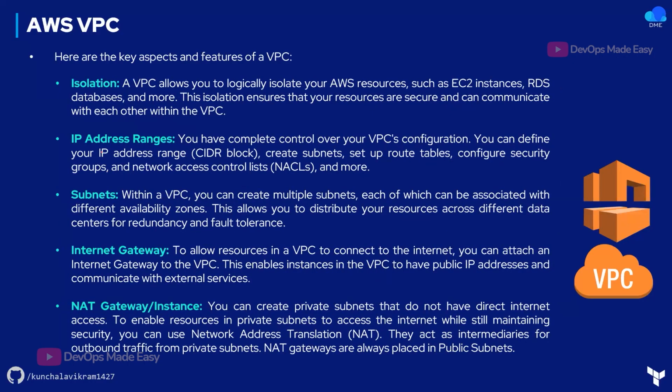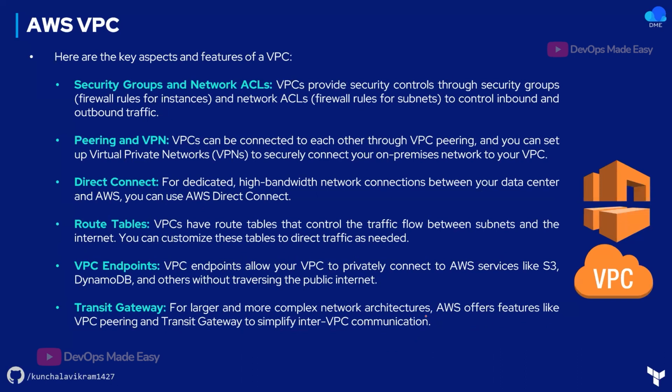So now, VPC provides isolation. They have a certain IP CIDR, subnets, internet gateway, and NAT gateway. Always remember, the NAT gateway should be deployed in the public subnet. And then security groups and NACLs. Security groups and NACLs provide security to your subnet as well as the instances. We'll talk about this separately.